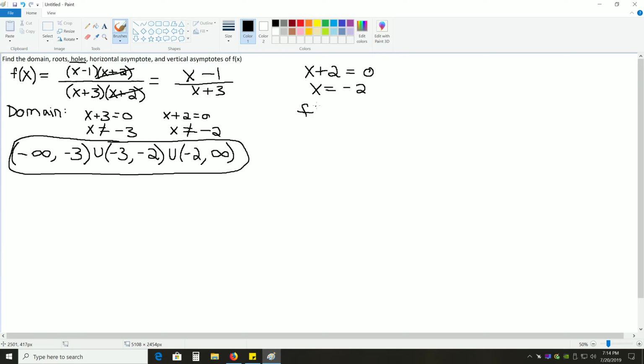So we'll find f of negative 2 in the simplified function. So we have x minus 1, which is negative 2 minus 1, over x plus 3 is negative 2 plus 3, which gives us negative 3 over positive 1, or just negative 3. So the hole occurs at the point x comma y, in this case negative 2 comma negative 3. The negative 2 we found for x, the function value which is y, is negative 3.